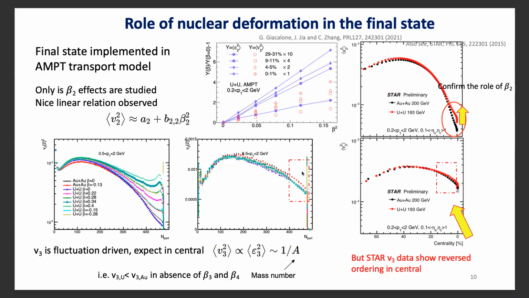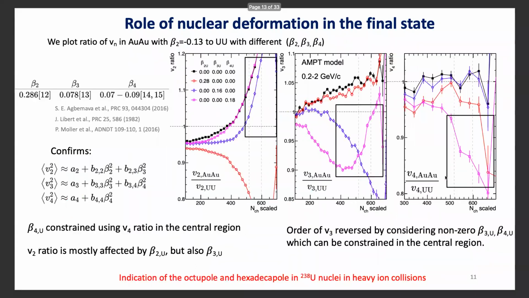This is the initial-state model. You can see if there are no beta 3 contributions, the uranium has a larger mass number, so based on the fluctuation, the uranium v3 should be smaller. Indeed, the v3 of uranium is lower than v3 of gold nucleus. But in data, we see the reversed behavior: the uranium v3 is larger than gold. So it means we should consider the higher order beta 3 components and also beta 4 components.